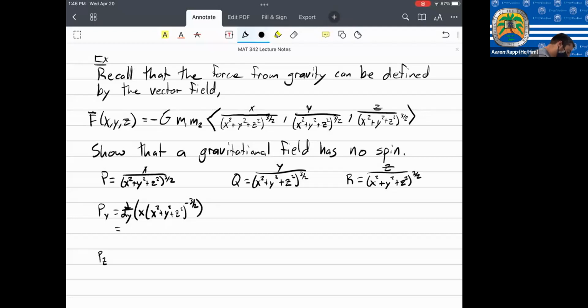So this is going to become x times negative 3/2 times x squared plus y squared plus z squared to the... If I take negative 3/2 and subtract 1, what do I get? Negative 3/2 minus 1.